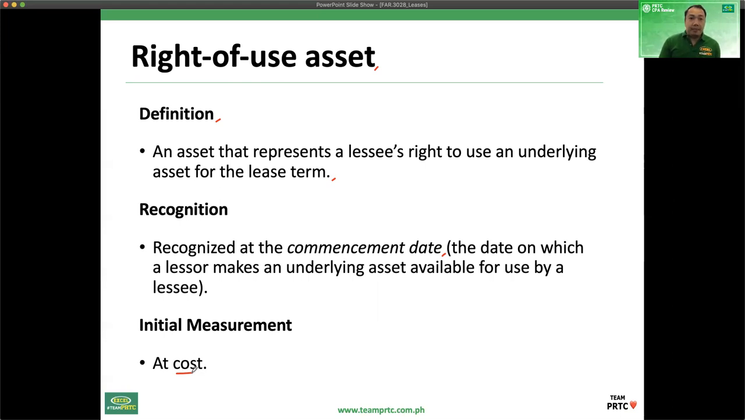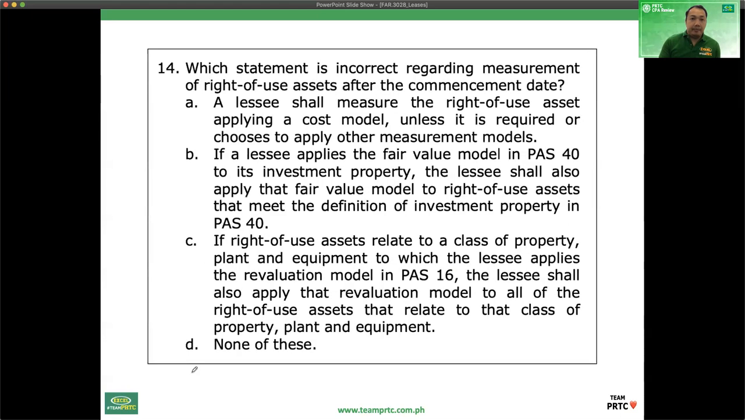Subsequently, after commencement date, how is the measurement? Okay? That's number 14. So, which statement is incorrect regarding measurement of right of use assets after the commencement date? So, meaning, this is now the subsequent measurement. A is a correct statement. Okay, a lessee shall measure the right of use asset applying a cost model. So, as a rule, cost model.